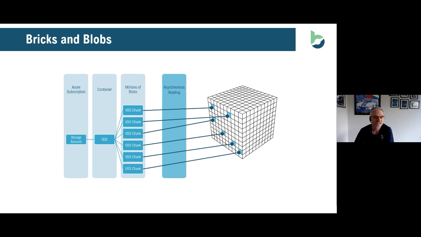So how do bricks translate to blobs? Well, in your Azure subscription, you start with a storage account. VDS is contained within an Azure container, and then millions and millions of blobs represent chunks of VDS. These could be tiles in 2D data or bricks in 3D data. The beauty of Object Store is the ability to asynchronously read this data through APIs. And this is where we get much of the performance.